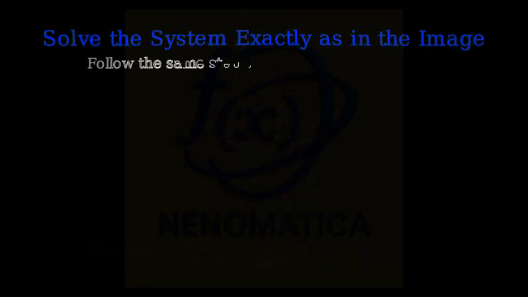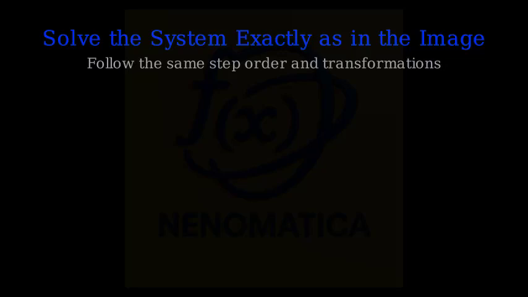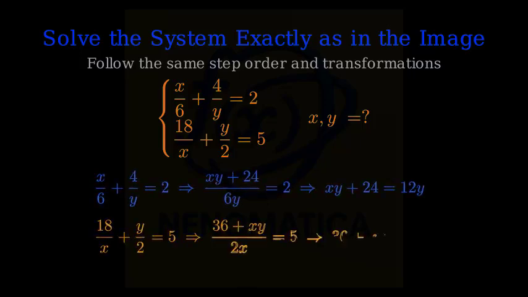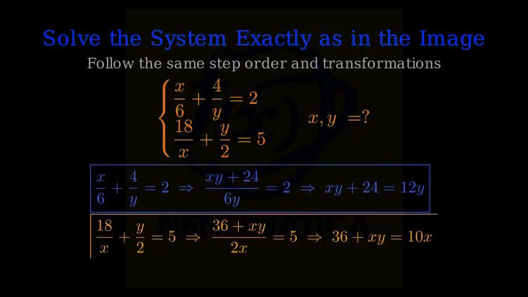In this lesson, we will solve a system that came from an image. We will follow the exact algebraic steps shown there, line by line. Here is the system. We read it as x over 6 plus 4 over y equals 2, and 18 over x plus y over 2 equals 5. Our goal is to find x and y. First, we transform each equation exactly as shown in the solution image.